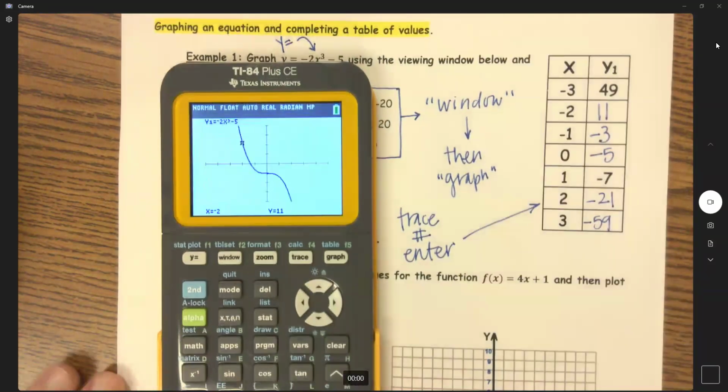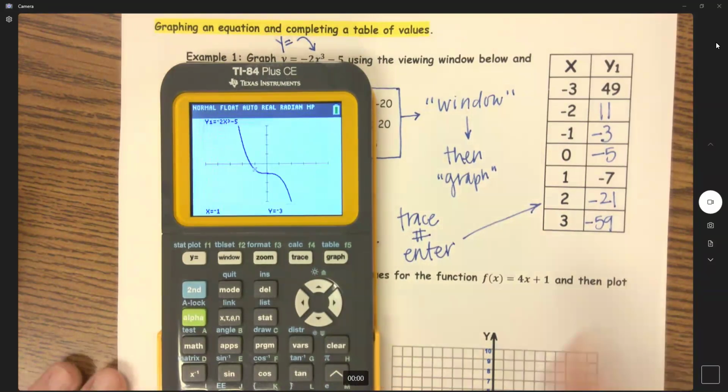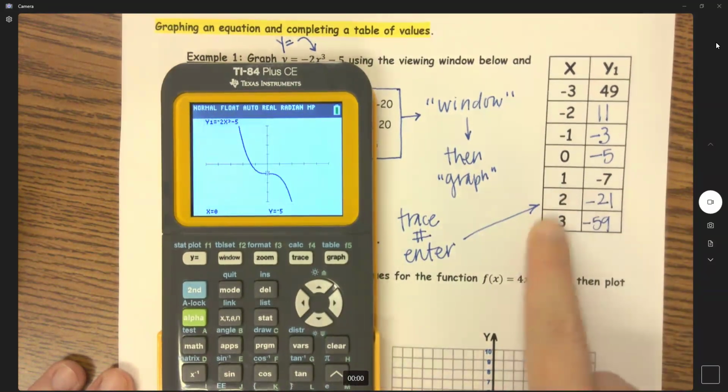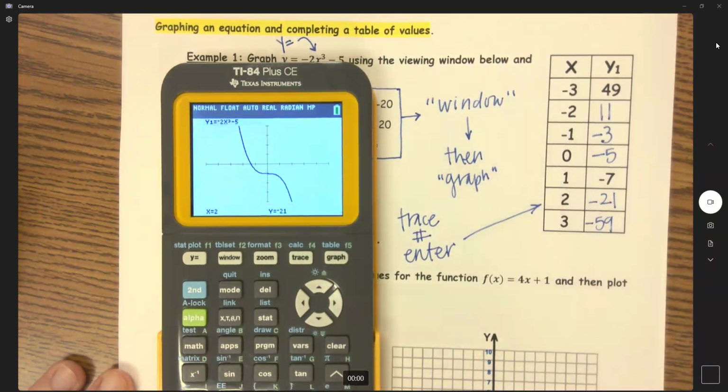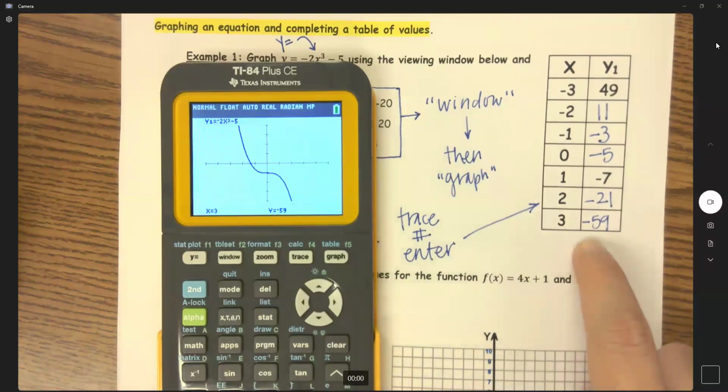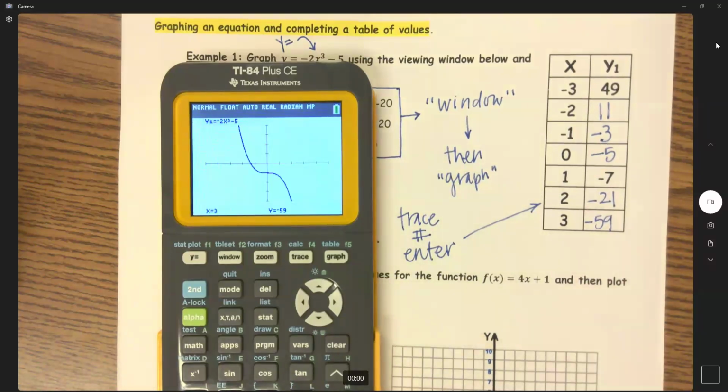Now I'm just going to type in -1, enter. We get -3, 0, enter. We get -5. I don't need to do 1, so if I do 2, enter, -21, and then 3, enter, -59. So you can use either of those to get the same information.